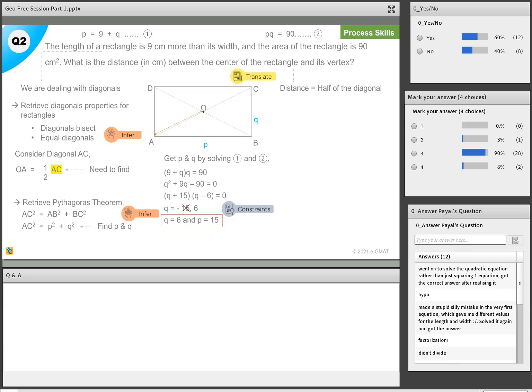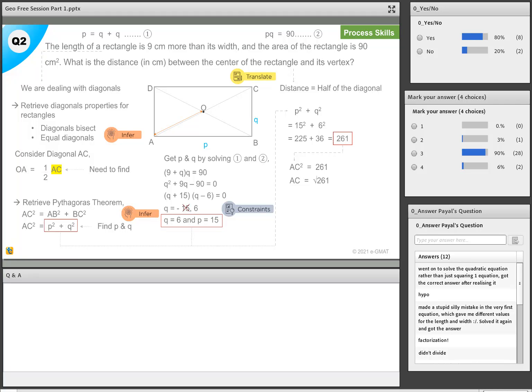Now, q is equal to negative 15 is not possible, which means the only value of q that's possible is 6. Which means that P is equal to 15. So you got to those. Now from here, you have to figure out what is P squared plus Q squared, right? For that, you need to figure out the square root of 261, which is where quite a few of you got stuck. How many of you got stuck thinking how to calculate the square root of 261?